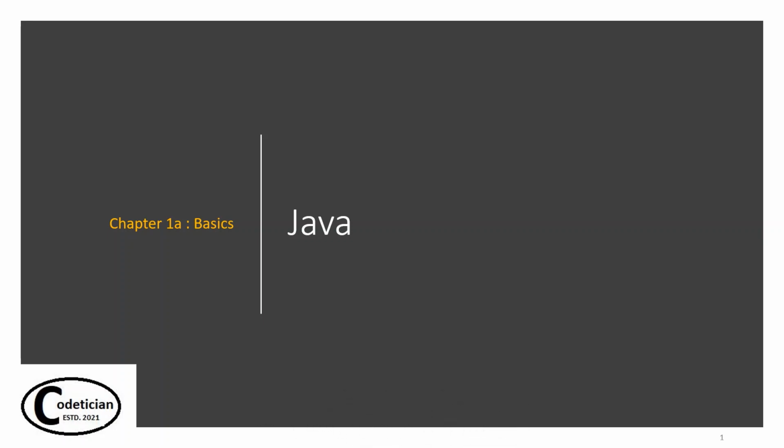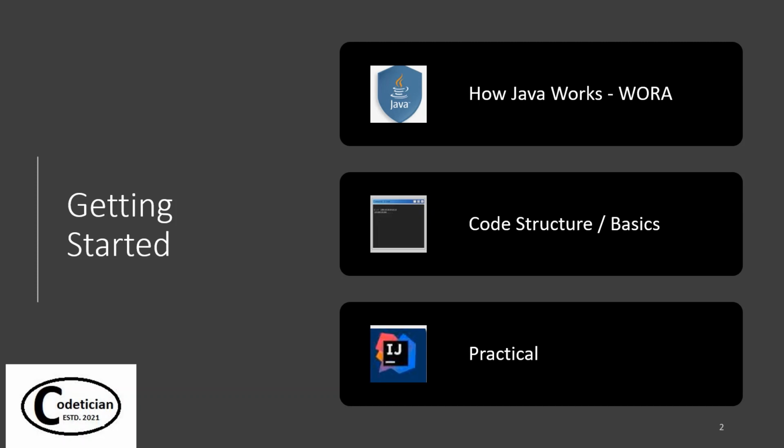This is the second video in our Java playlist and here we are going to discuss a couple of things. In this video, we are going to cover the theory part of how Java works, the WORA principle, the platform independence of Java, and the code structure or the basics. So the simple code that we have written in the last video, we are going to analyze that one. We are going to look at the structure of it, study the anatomy of a class.